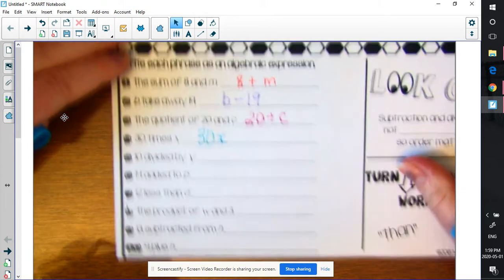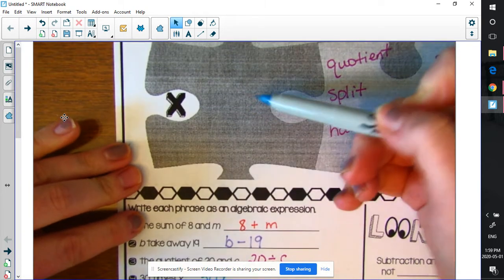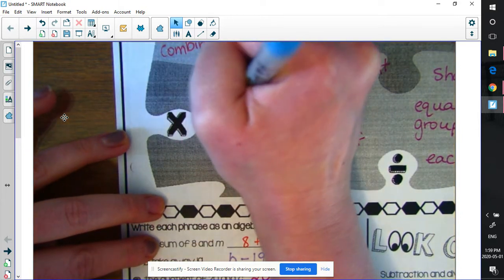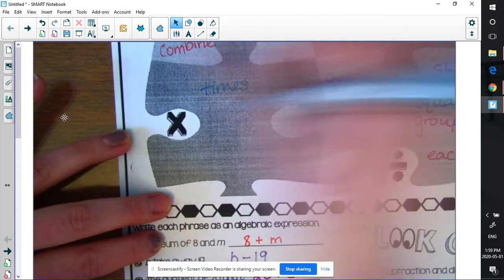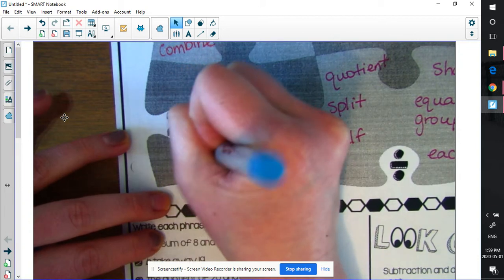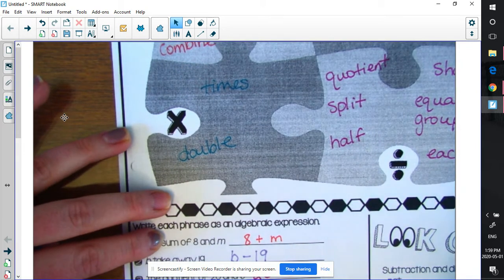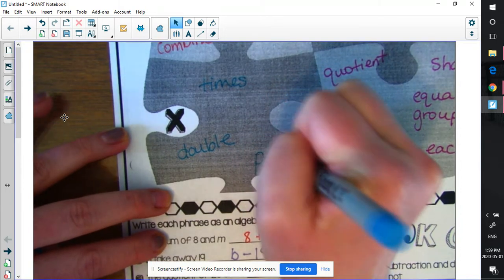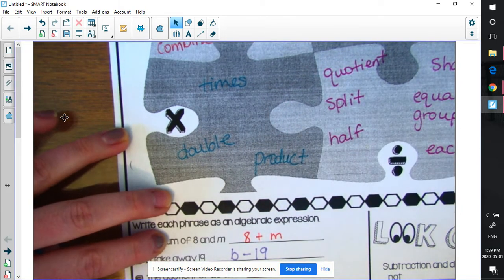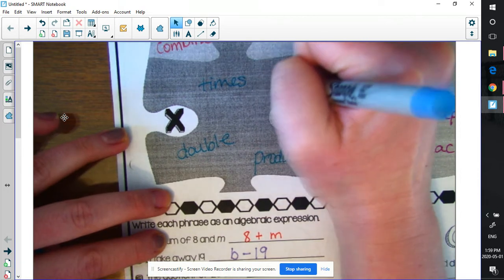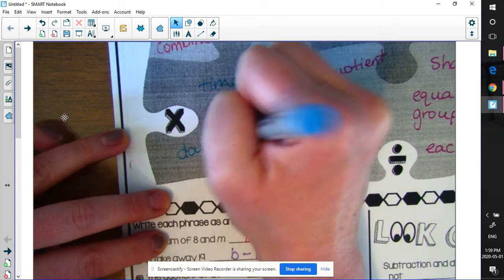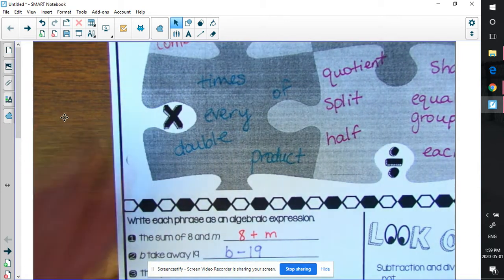Now let's add in some clue words to know that it's multiplication. So times, double or triple, quadruple, any of those. Product of, every. Any of those words might mean multiplication.